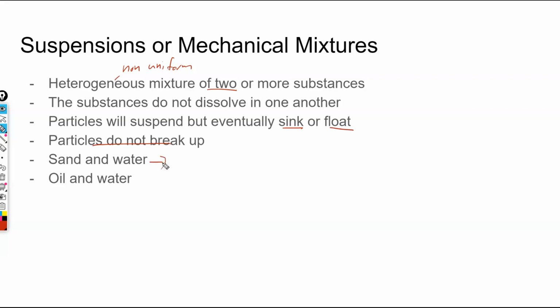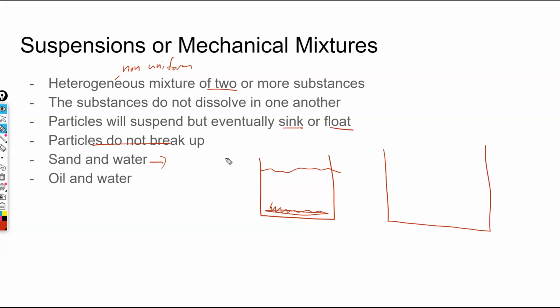An example like we just covered is sand and water. You put sand and water, and the sand will eventually sink to the bottom. So that's a suspension or a mixture. Oil and water, they don't mix, but they still form a suspension. When you put oil and water together, you're going to have a separation of liquids. One's going to be at the bottom, one's going to be at the top. They're not going to break up, but one eventually did sink. So suspensions or mixtures are heterogeneous. They're not uniform in composition, they contain two or more substances, and they will never dissolve in one another. Eventually, one of the substances will sink or float.